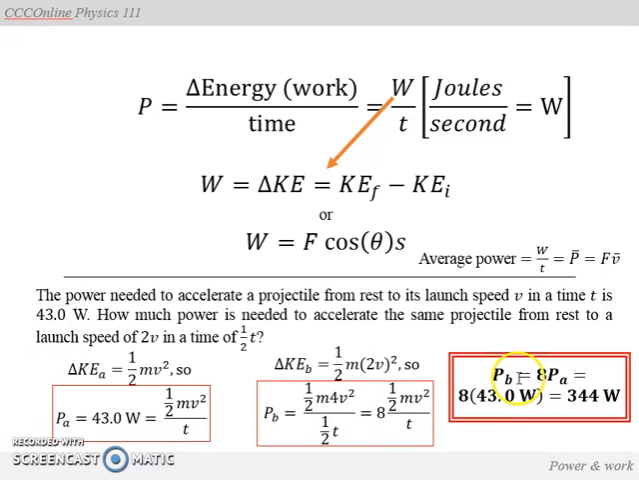Therefore we can write PB is equal to 8 times PA. So the power that we need in the second instance is 8 times the power that we needed in the first instance. Now we can simply do 8 times 43 to get 344 watts for our final answer. Hopefully that helps clarify some things.